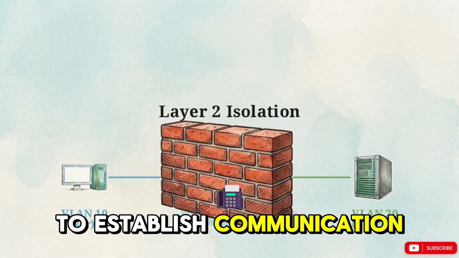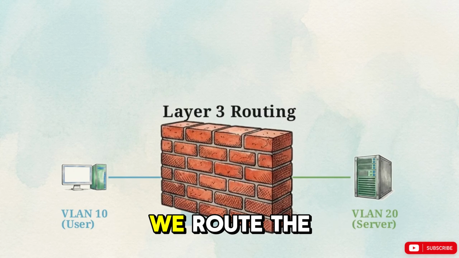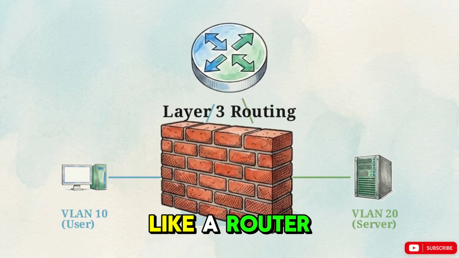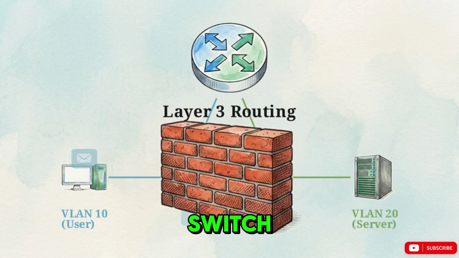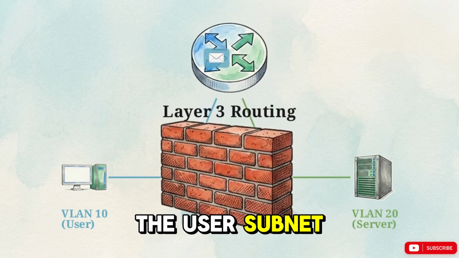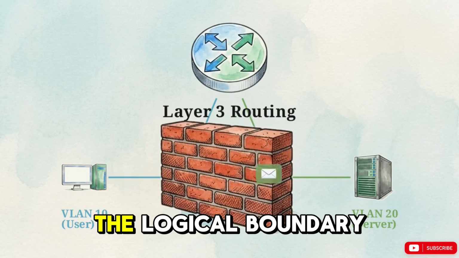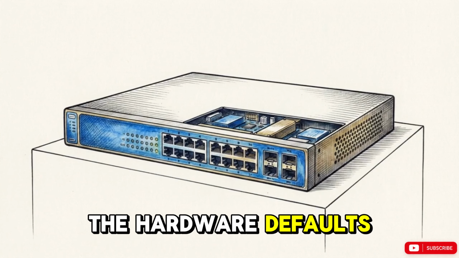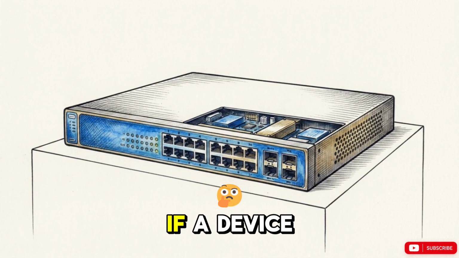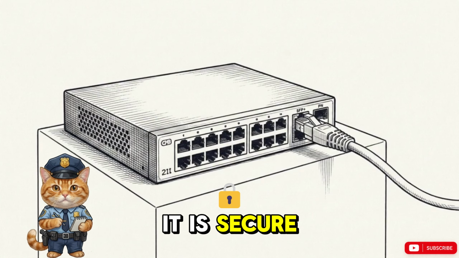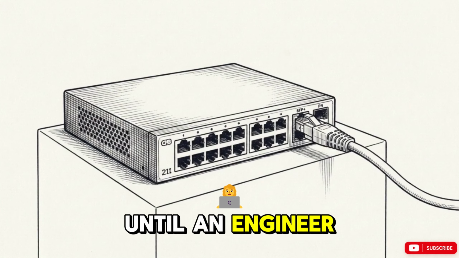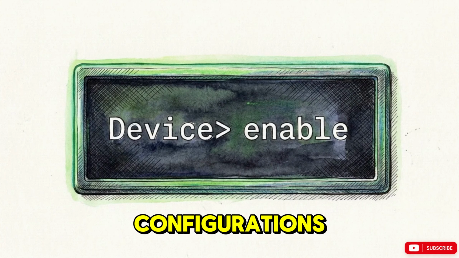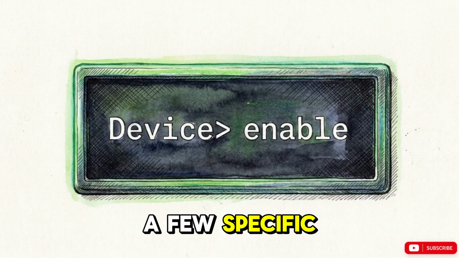To establish communication between these isolated groups, we route the traffic at layer 3. We introduce a layer 3 device, like a router or a multi-layer switch. The packet leaves the user's subnet, travels up to the router, crosses the logical boundary, and is routed down into the server subnet. The hardware defaults to total isolation. If a device is in a VLAN, it is secure from outside traffic until an engineer explicitly configures a routing path between the subnets. To verify your configurations, you rely on a few specific commands.